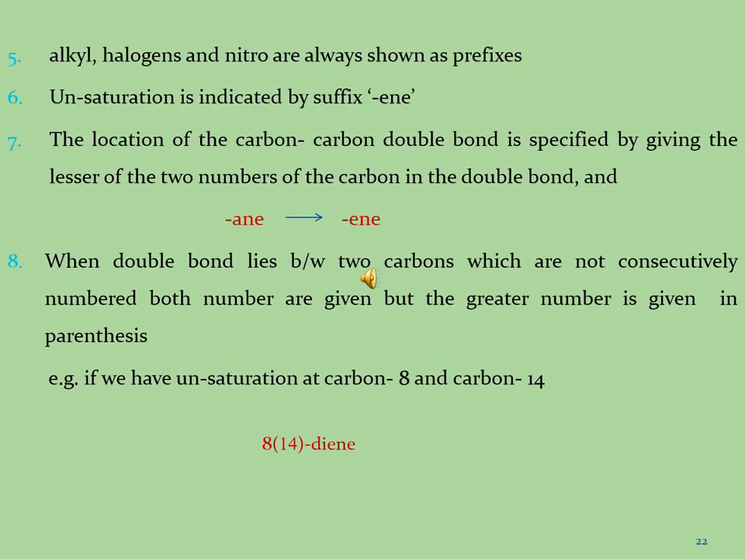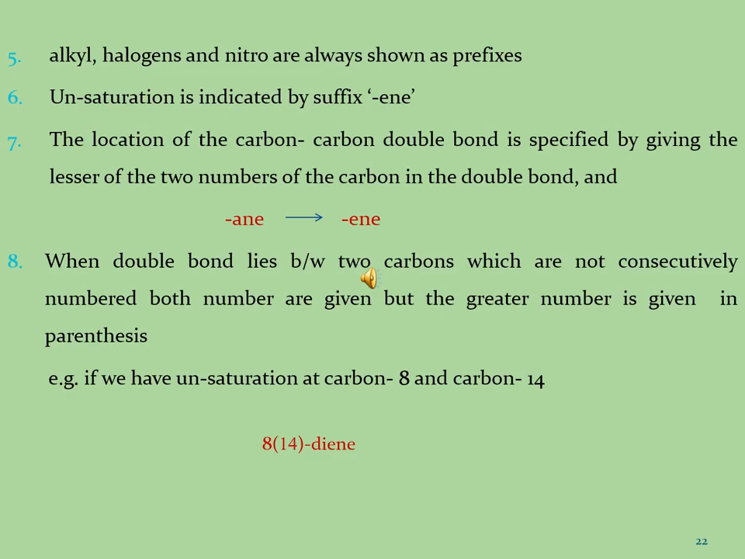Rule 5. Alkyls, halogens and nitro groups are always shown as prefixes. Rule 6. The degree of unsaturation is indicated by the suffix "-ene". Rule 7. The location of the carbon-carbon double bond is specified by giving the lesser of the two numbers of the carbons in the double bond, and "-ane" is converted into "-ene". Rule 8. When a double bond lies between two carbons which are non-consecutively numbered, both numbers are given but the greater number is given in brackets.